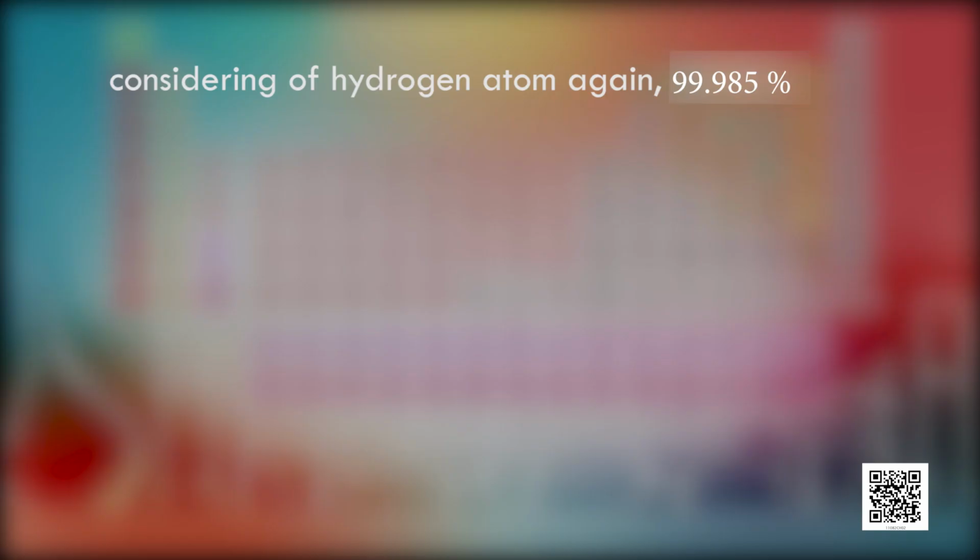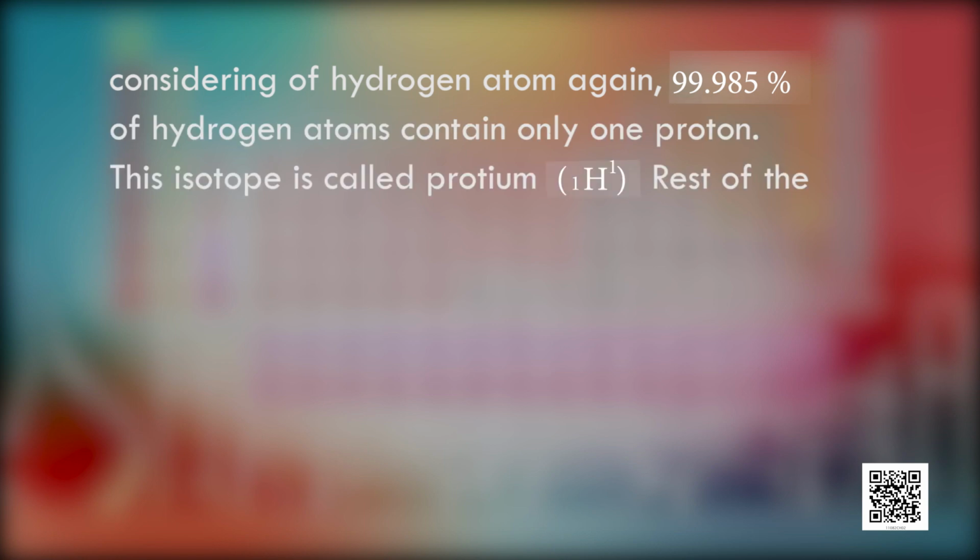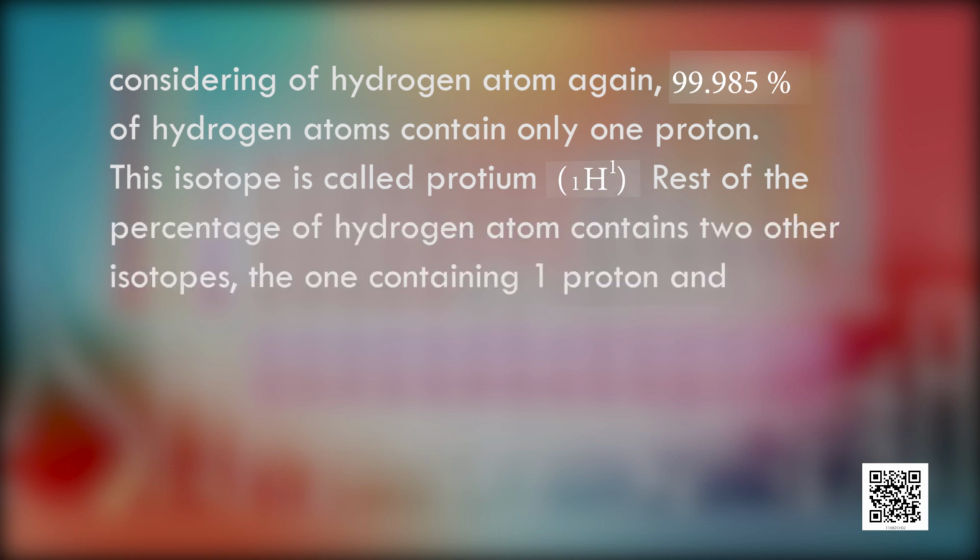On the other hand, atoms with identical atomic number but different mass number are known as isotopes. In other words, the difference between the isotopes is due to the presence of different number of neutrons present in the nucleus. For example, considering that of hydrogen atom, 99.985% of hydrogen atoms contain only one proton. This isotope is called protium or 1H1.